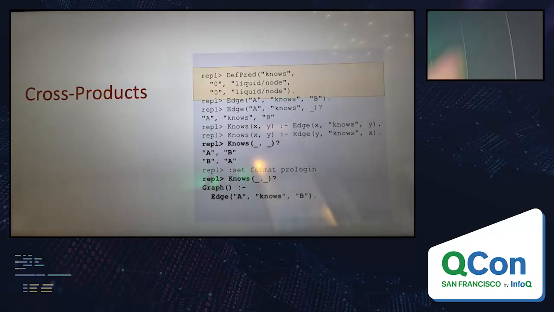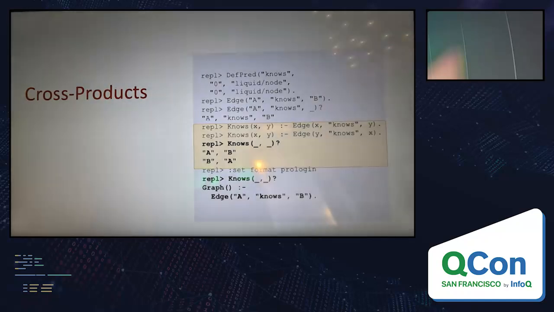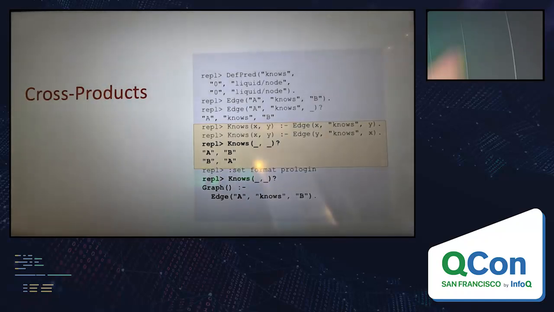Okay, so let's look at a cross product. I'm going to use a predicate like knows, A knows B, B knows A, so there's an edge. Now I'm going to define a rule that's bidirectional. I just say knows X, Y is either X knows Y or Y knows X. And now I'm going to say, show me who knows who in the whole database. And I get two results: A knows B and B knows A. The simplest cross product that I could come up with.